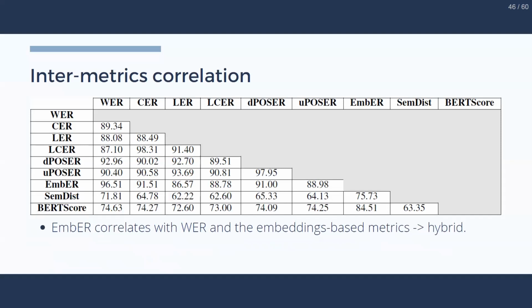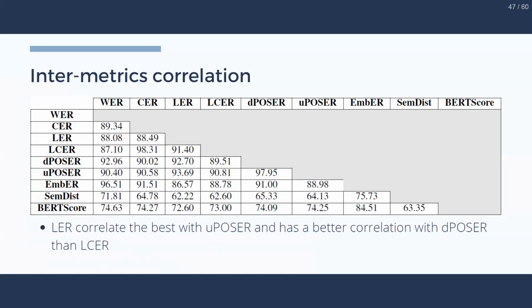The embedding error rate is correlating with the word error rate, but it is also the metric that correlates best with the semantic distance and the BERT score. That means that it has the faculty to correlate with lexical category and semantic category, which makes this metric a hybrid metric. The lemma error rate correlates the best with the universal part-of-speech error rate, and it also has a better correlation with the detailed part-of-speech compared to the lemma character error rate.